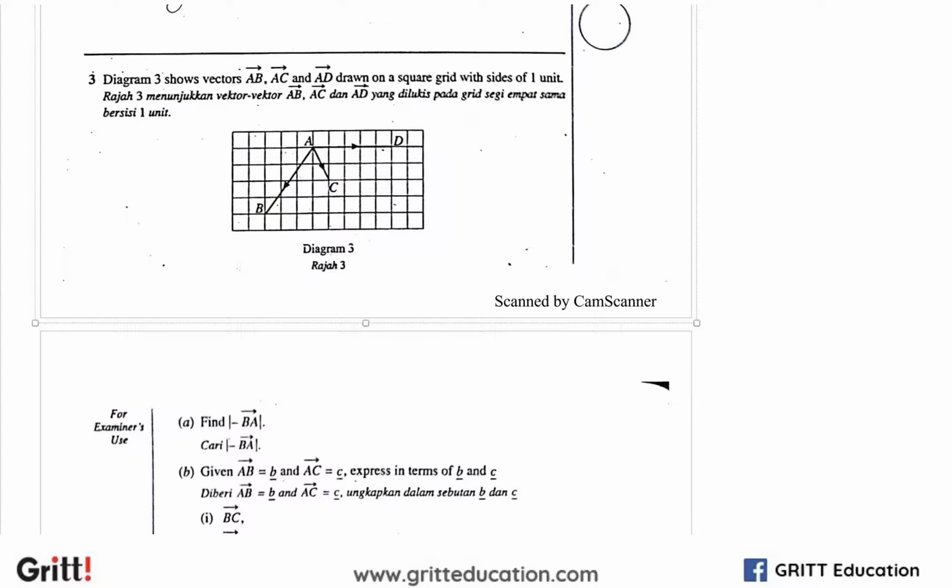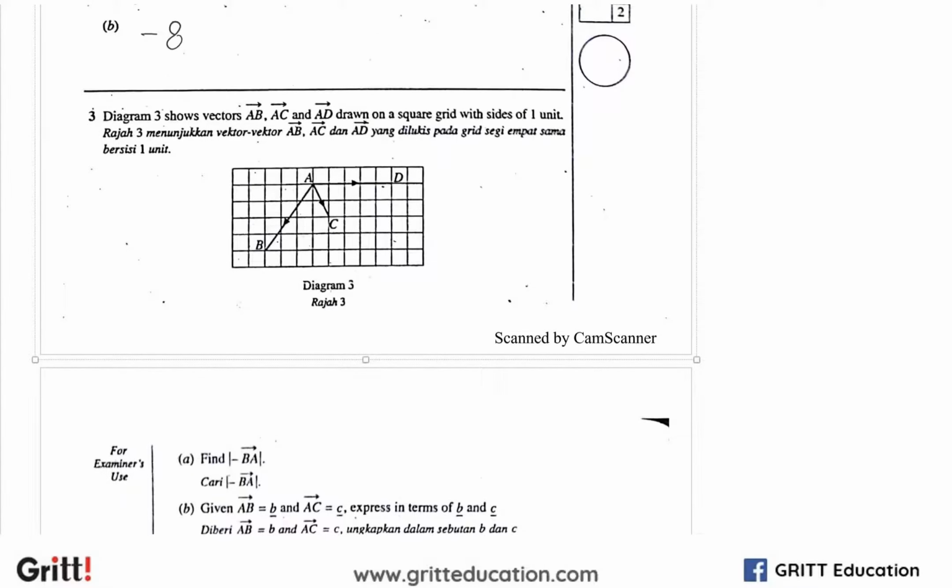Hello everyone, welcome back. Today we're going to look at question 3 of Paper 1 SPM Maths 2017. So let's take a look at this paper.